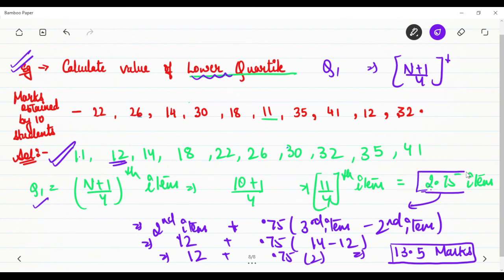But how will we calculate the exact value? The quartile is the second item plus 0.75 of the third item minus the second item. The exact value is our answer, so we need to calculate it. The second item, after arranging in ascending order, is 12, and the third item is 14, so we subtract 12 from 14. The answer we get is 12 plus 0.75 into 2, that is 13.5 marks.